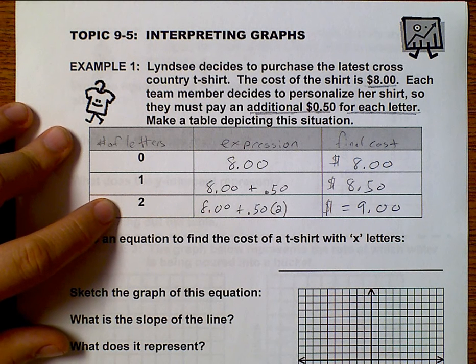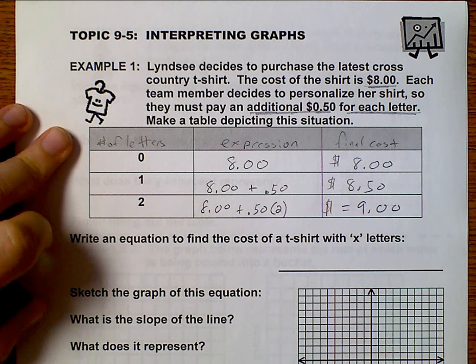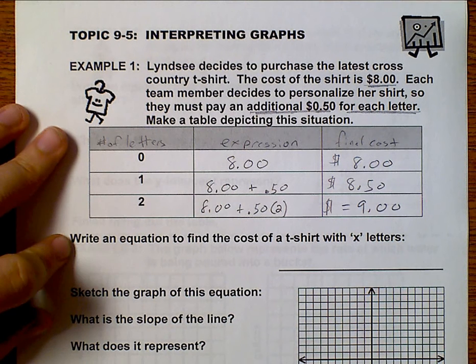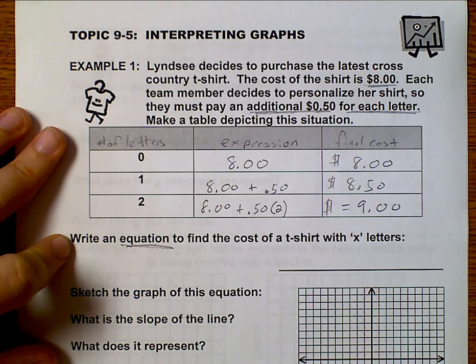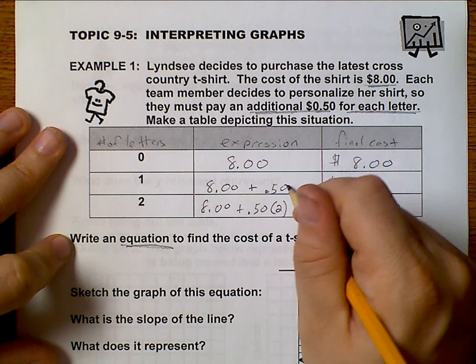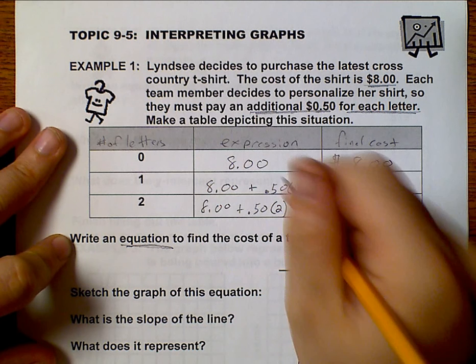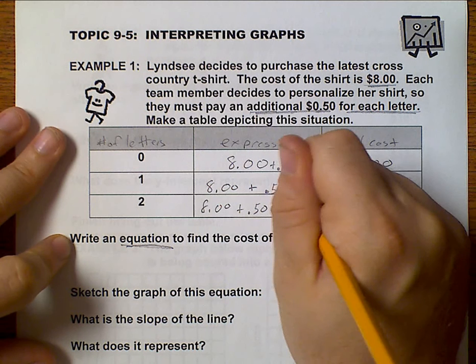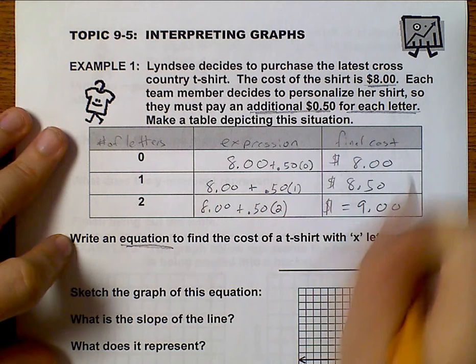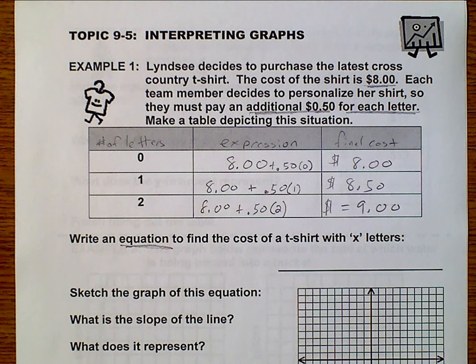And so now I want to figure out what my expression is. I want to find out what my equation is. Well, if I do this times 1, that's the same thing. I didn't change it. And if I do the plus 50 cents times 0, that also does not change the value of the expression. Because multiplying by 1 keeps it the same, and multiplying by 0 keeps it at 0.